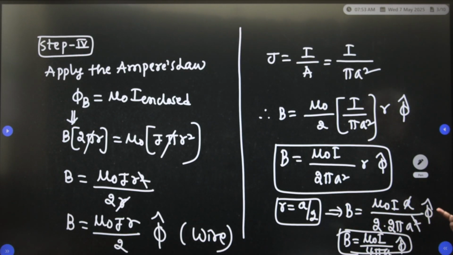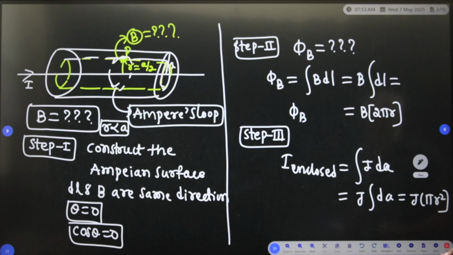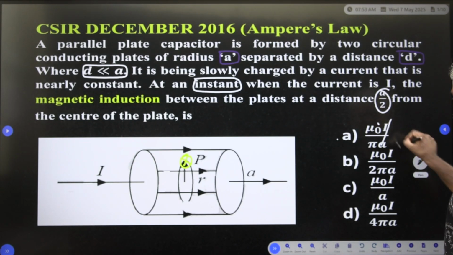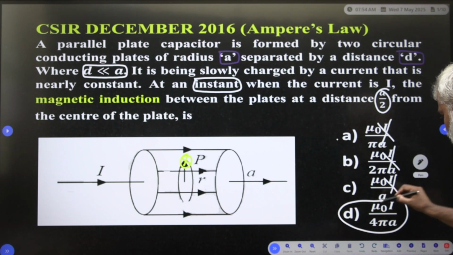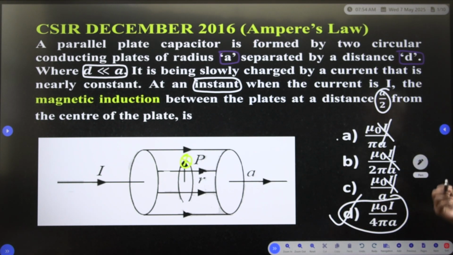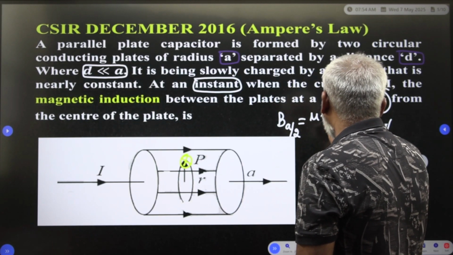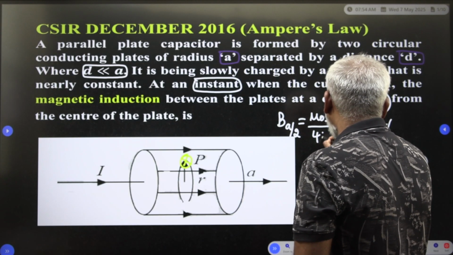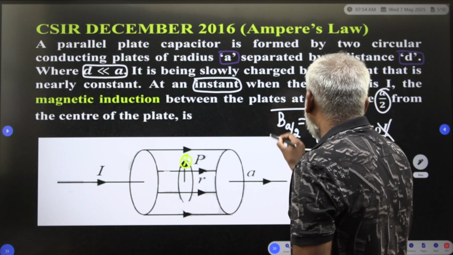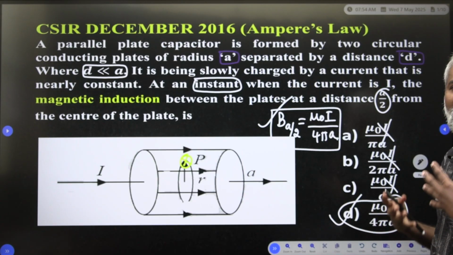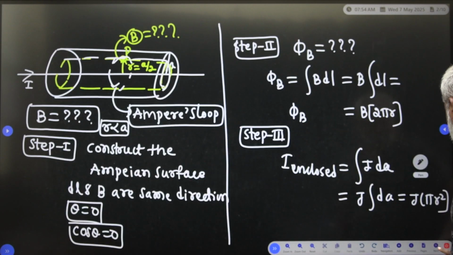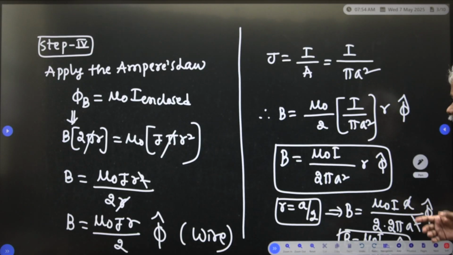So like this, you have to calculate. You see the answer. What is your answer? Mu naught I by phi a is not correct. Mu naught 2 phi a is not correct. Mu naught I by a is not correct. Mu naught I by 4 phi a is correct. Like this we have to calculate in our competitive examination. The magnetic field at a by 2 is equal to mu naught I divided by 4 phi a. Based on your problem, you have to calculate using Ampere's law. So like this we have to calculate the answers.